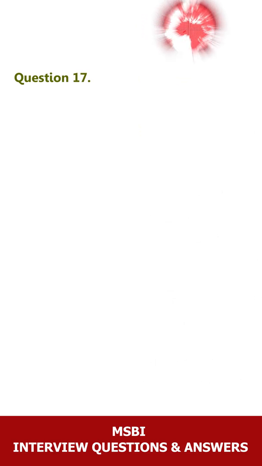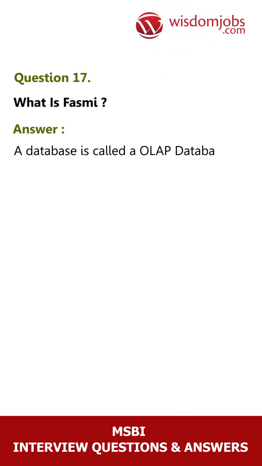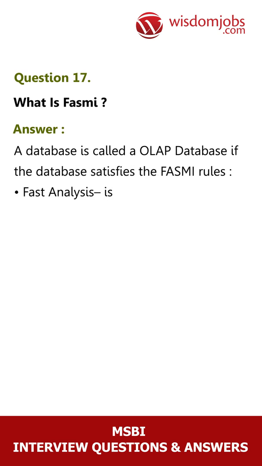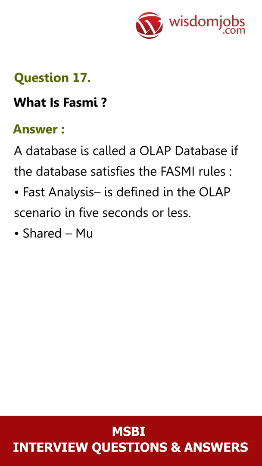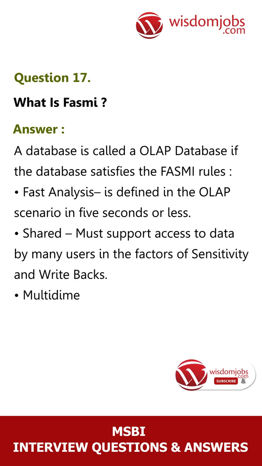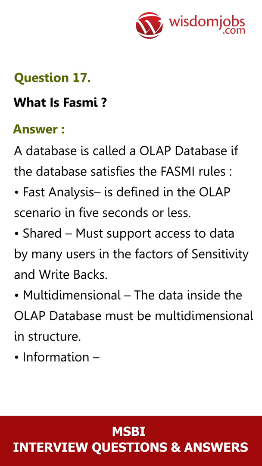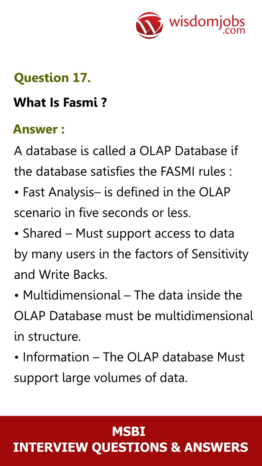Question 17. What is FASMI? Answer. A database is called an OLAP database if the database satisfies the FASMI rules. Fast analysis is defined in the OLAP scenario as 5 seconds or less. Shared must support access to data by many users in the factors of sensitivity and write-backs. Multidimensional. The data inside the OLAP database must be multidimensional in structure. Information. The OLAP database must support large volumes of data.